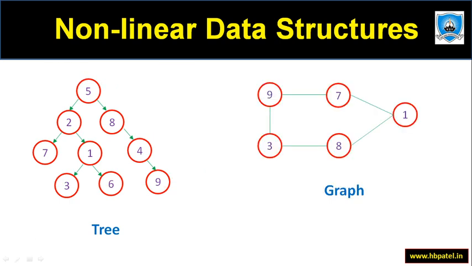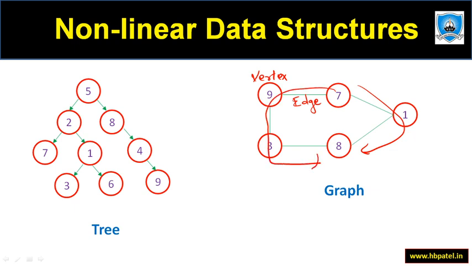Then the second example of non-linear is a graph. In a graph also there are some nodes, but we will call them vertices over here. Between two vertices there is a link, which we call an edge. So in a graph, for example, between 9 and 7 there is a direct connection, but between 7 and 8 there is no direct connection. If you want to go from 7 to 8, you can go like this or you can go like this. So this is how you can traverse. So over here there is a concept of vertex and edge in case of graph. So this is about non-linear data structure.